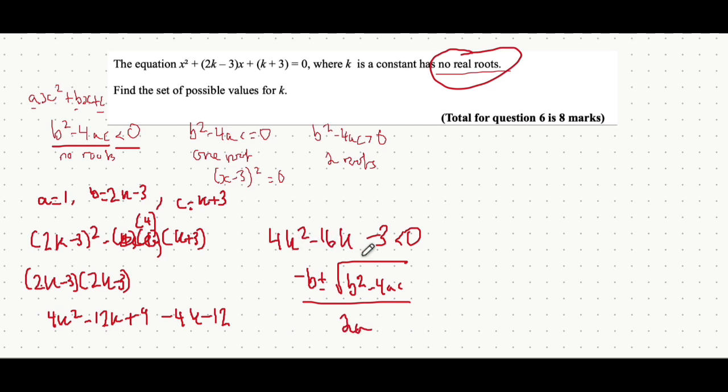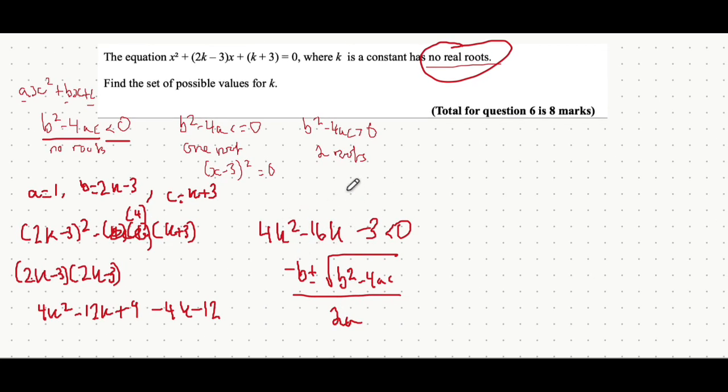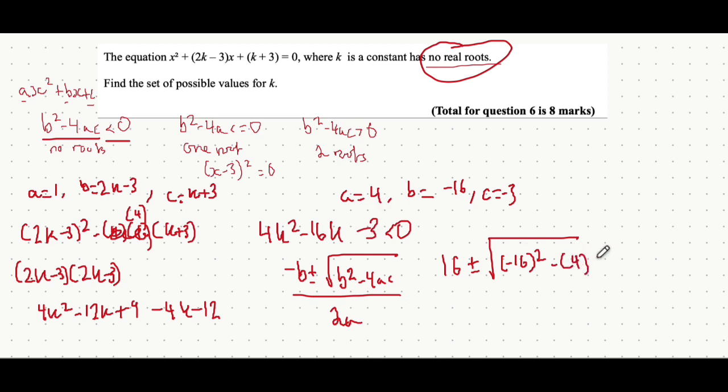Because we're solving this expression here, our a value is the coefficient of k squared, which is 4. B is going to be the coefficient of k, which is minus 16. And c is going to be this constant at the end, minus 3. Substituting into this formula, minus b is going to be positive 16, plus or minus the square root of b squared. Again, I like to put everything in brackets, so minus 16 all squared, minus 4ac, so 4 times 4 multiplied by minus 3, all over 2a.